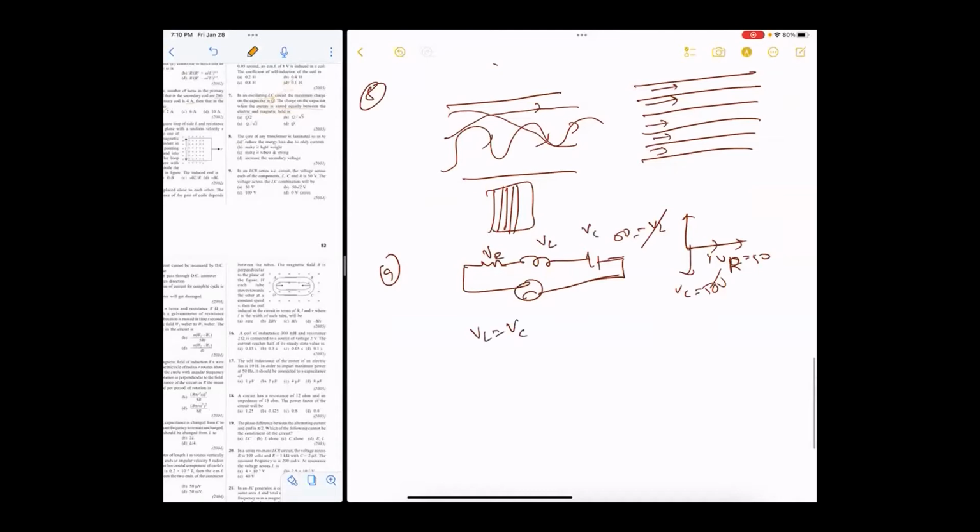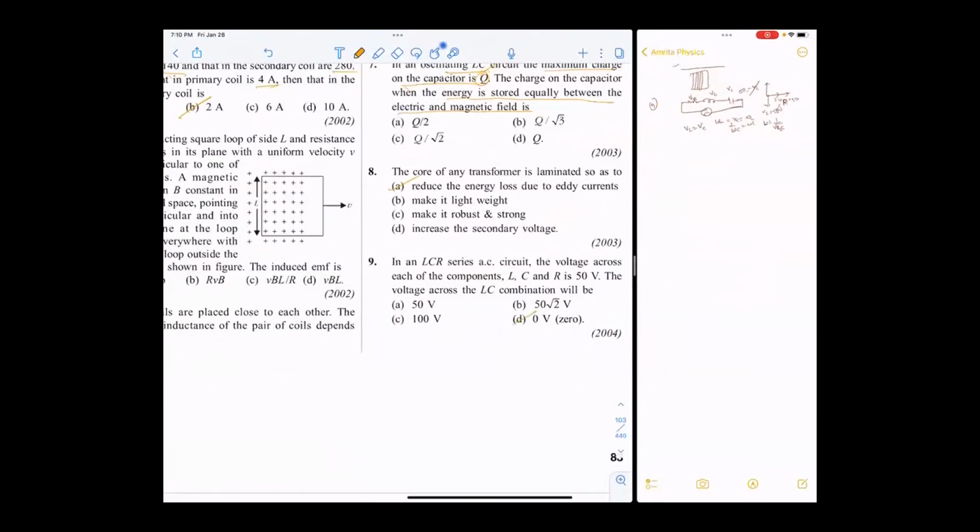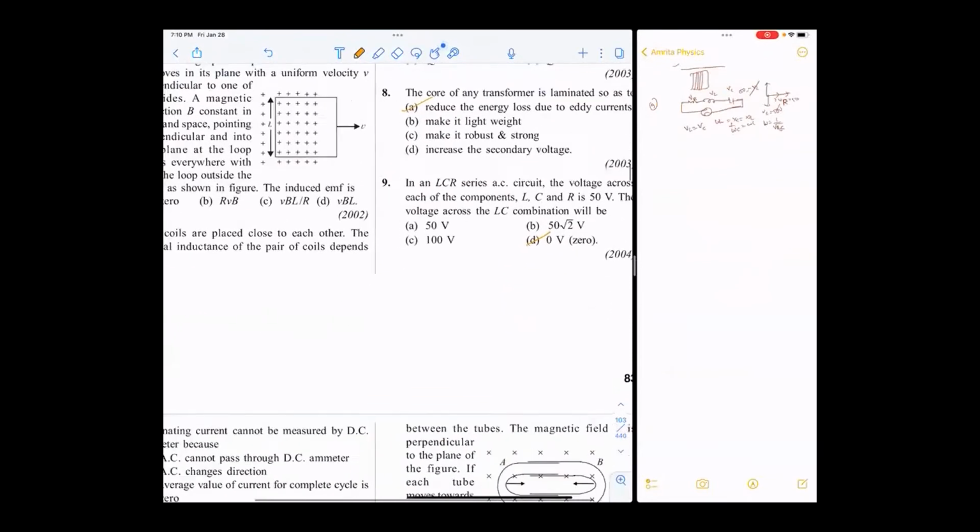So basically VL is equal to VC when XC is equal to XL, same current flows. That means resonance. 1 by omega C is omega L, so omega is 1 by root LC. So only at resonance this happens, and at resonance only the resistance matters. Current is in phase with the voltage of the resistor. When do you have 50 root 2? When the voltage across L and C combined is 50, then we have 50 root 2. They're just like vectors, guys, nothing more.